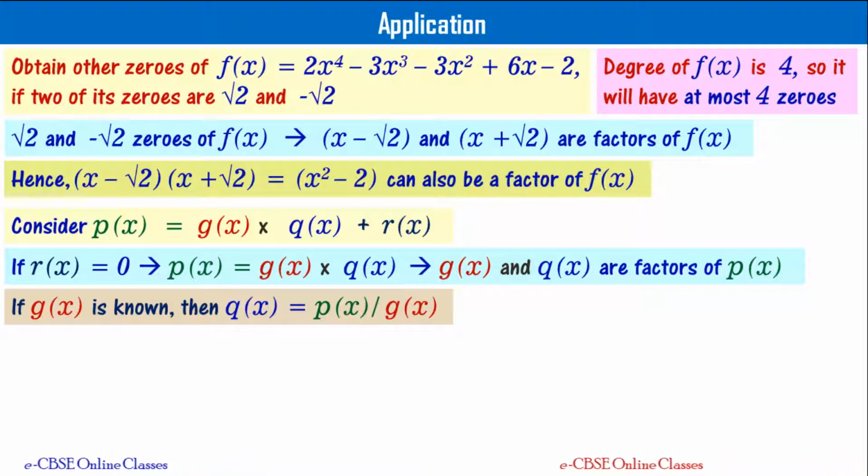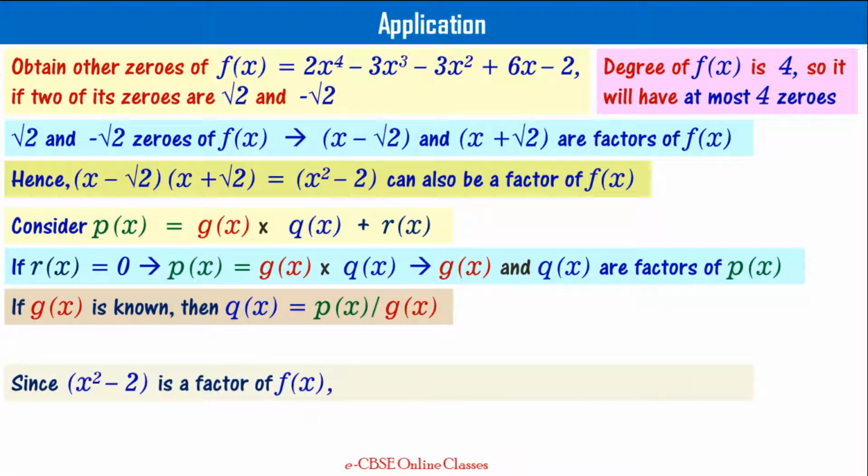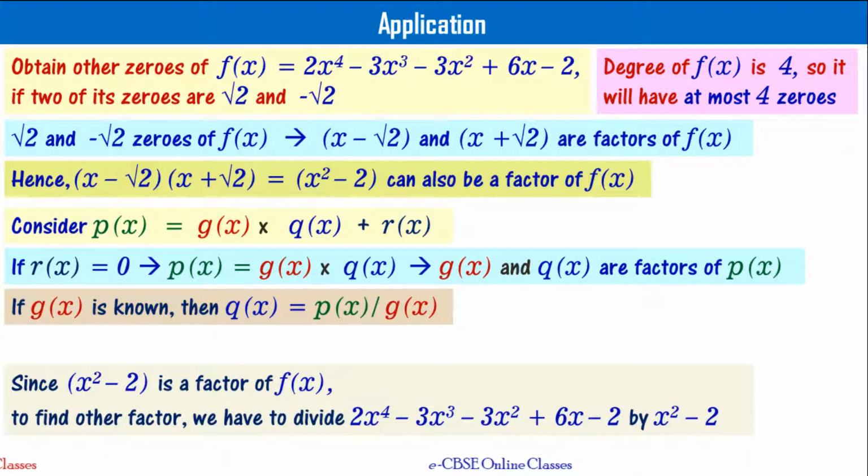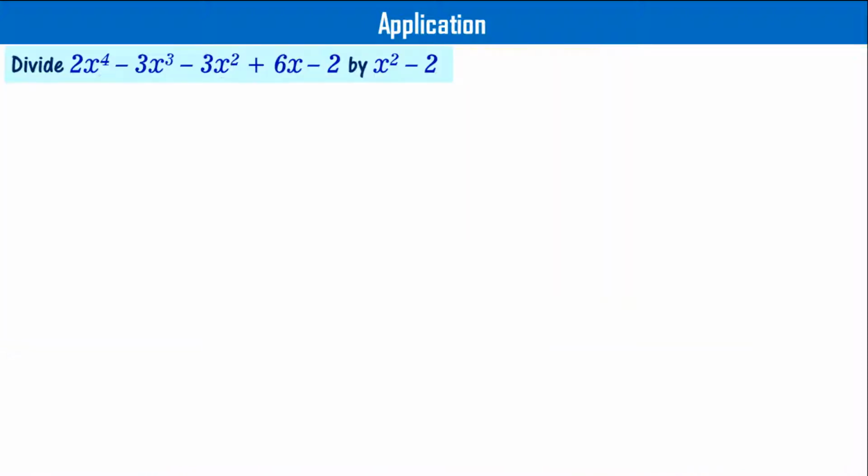Now, the scenario we were given is x square minus 2 is a factor of f of x. It means that the remainder is 0. All we have is another factor, right? To find the other factor, we have to divide f of x by x square minus 2. Let's take a note of that and do that. Divide 2x power 4 minus 3x cube minus 3x square plus 6x minus 2 by x square minus 2.